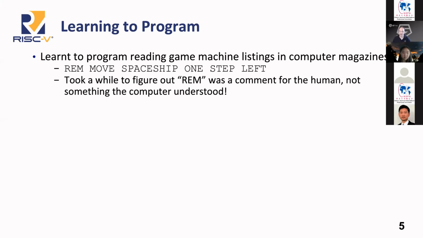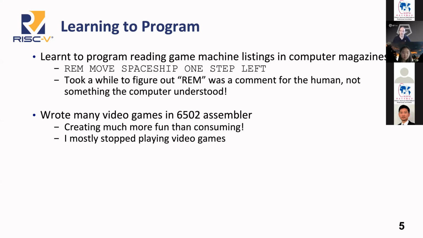But this was how I learned, just looking at these listings and reading the stuff that was in the magazines and entering them in my computer, seeing what happened, modifying, just playing with it and seeing what happened as I learned to program. After a while, I got more experienced. I got more idea what was happening. I understood the assembly code, the machine code, and started writing a lot of video games in assembler.